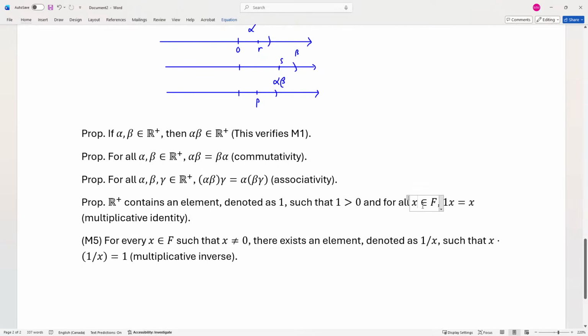And for all x in R plus, actually, let's use alpha just to be consistent. We always use Greek letters to denote cuts, and always use Latin letters, starting from p, q, r, s, and so on, to denote the rationals. Okay, so that's the next proposition. The final proposition.